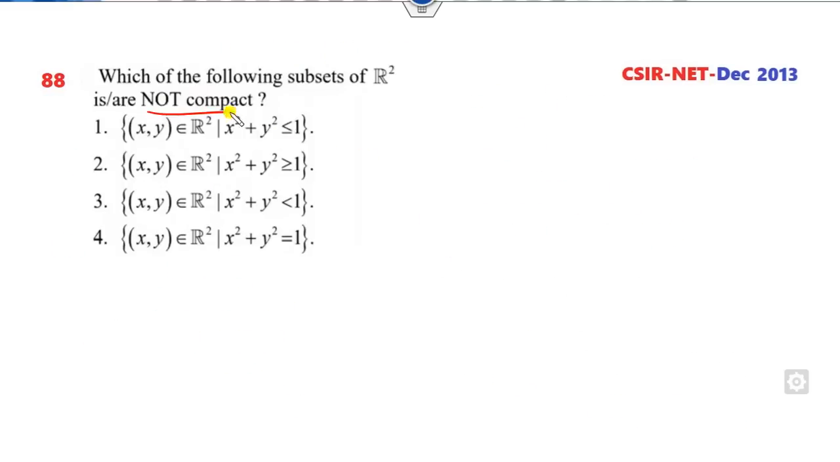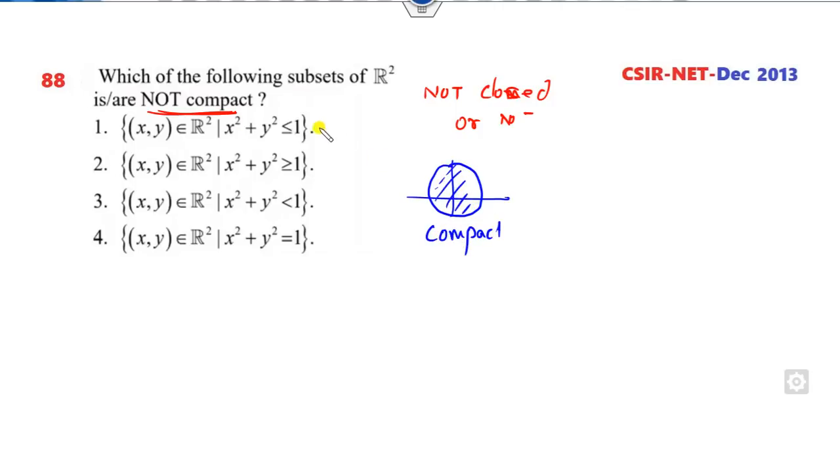Which of the following is not compact? It means we will prove that it is either not closed, or not bounded. So very simple. Look at the first option. It's a circle, which is compact, because it's bounded as well as closed. So not closed cancels out.